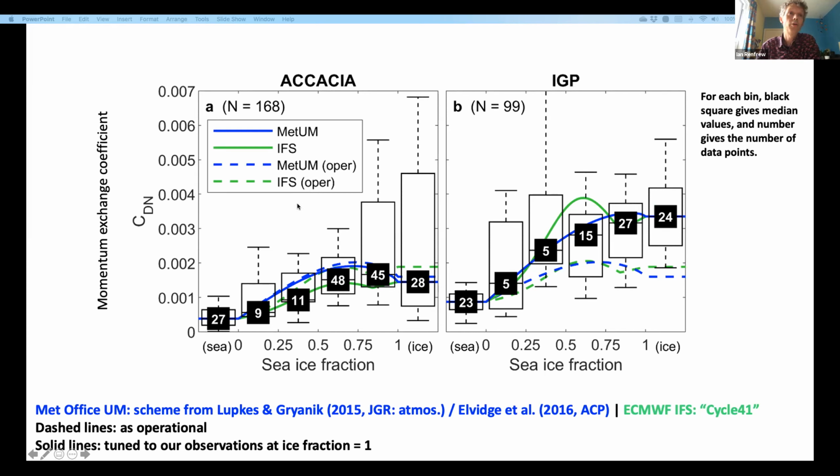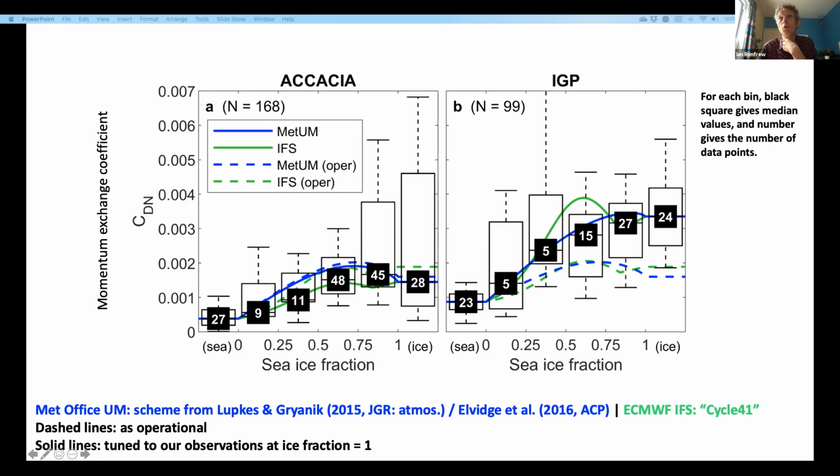This is the Acacia field campaign, same observations. It's a smaller subset actually for technical reasons, but the same observations as the black here, and the model parameterizations are the green and blue lines from the Met Office and from ECMWF. And you can see that broadly speaking, the model does a decent job here, especially if we fix the values for the 100% ice box. If we use the operational values, it's not quite so good.